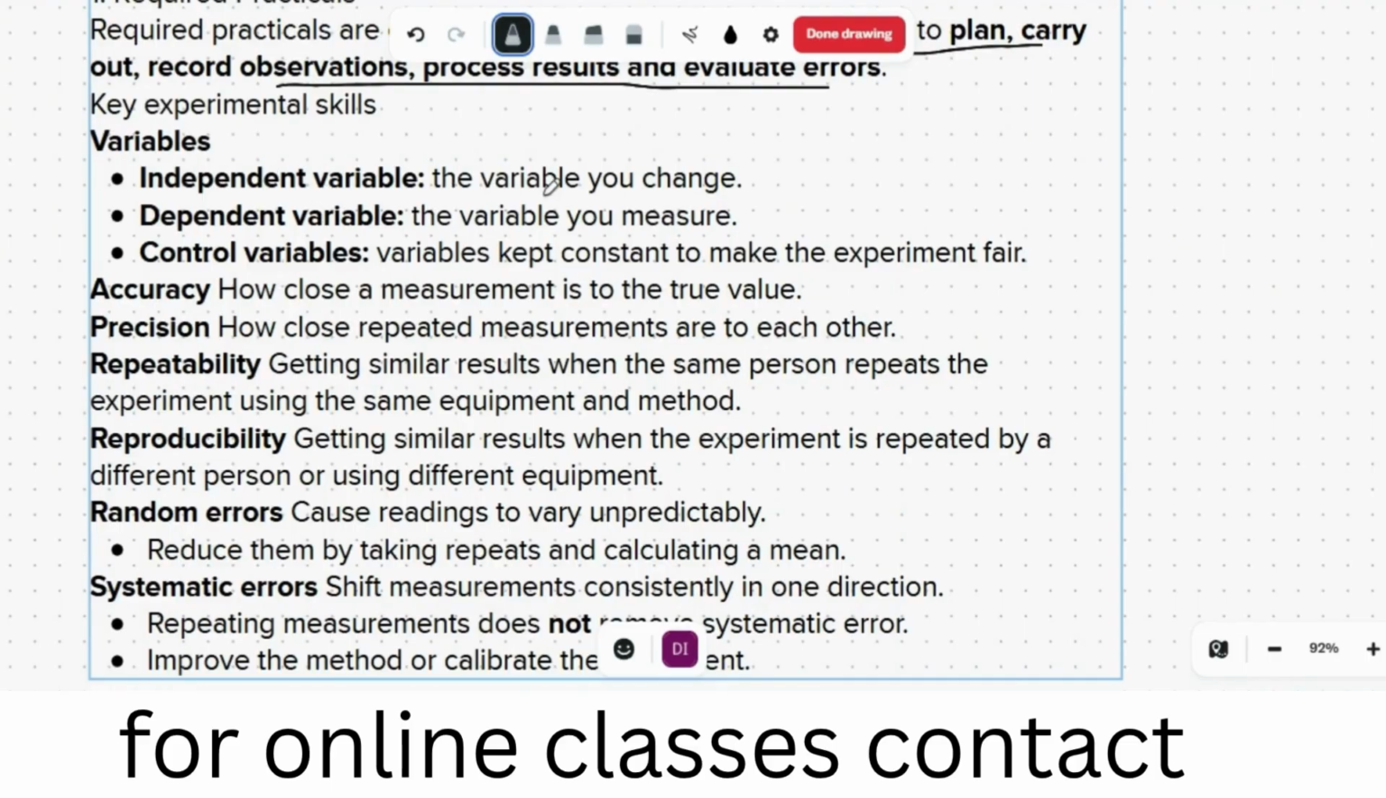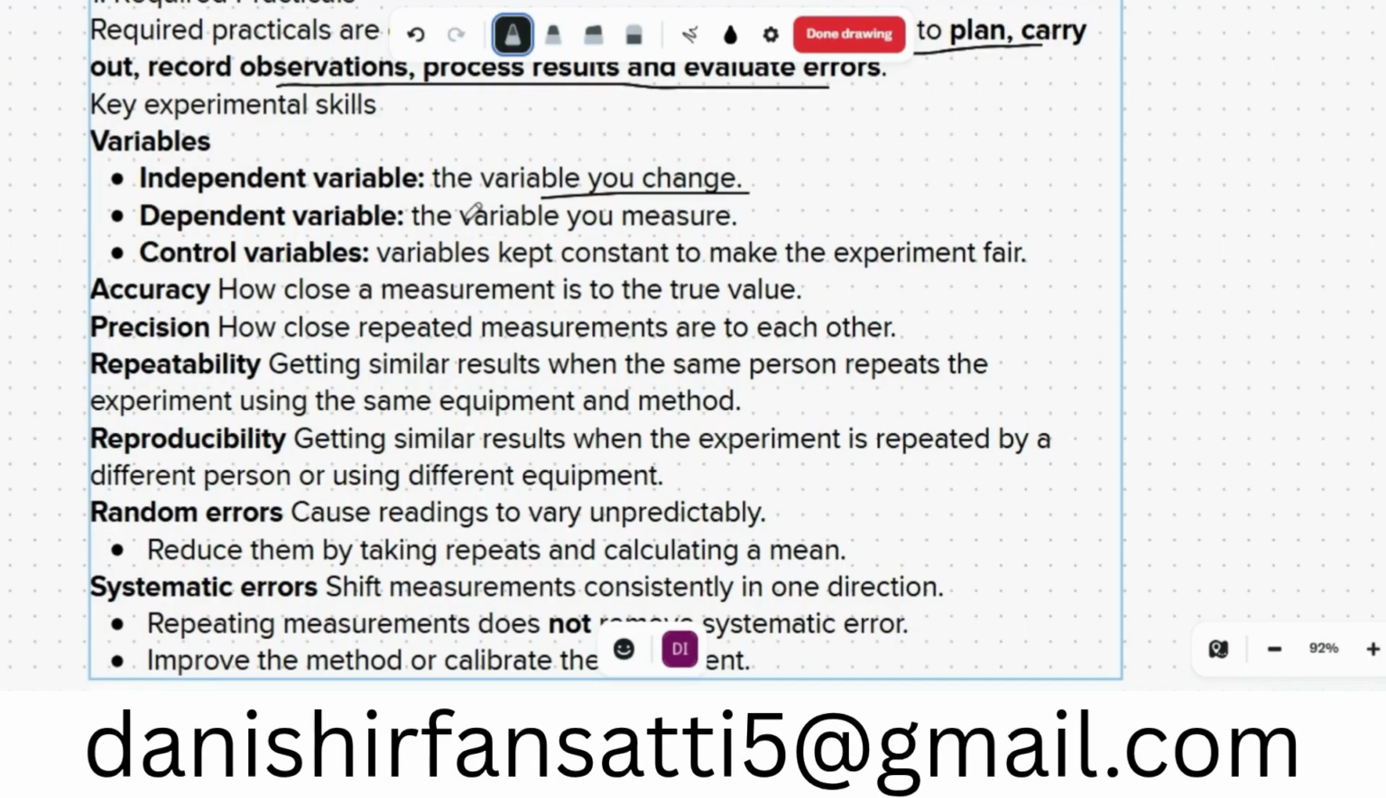Independent variable: the variable you change. The dependent variable: the one that you measure. And the control variables are kept constant to make the experiment fair. Okay. Accuracy is how close a measurement is to the true value. Okay, and precision is how close repeated measured values are to each other.